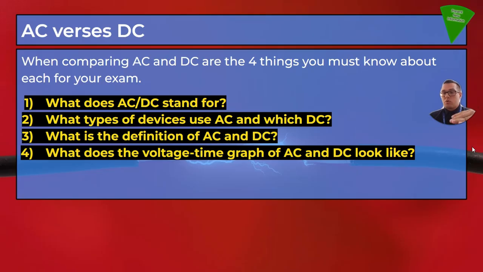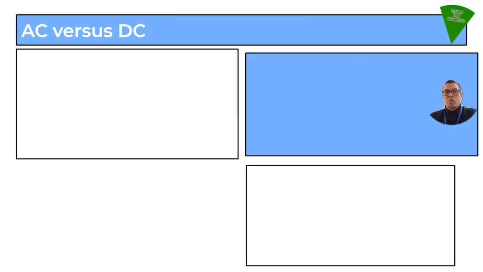You need to know what AC and DC stand for, what types of devices use AC and DC, what the definition of each is, and what the shape of the voltage-time graph would be for each one. Those are the 4 things, so let's go through them. So, what do they stand for?